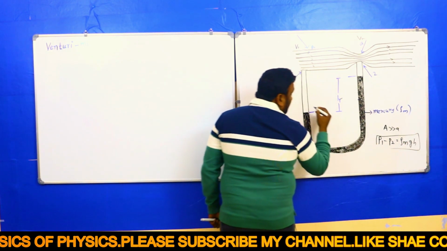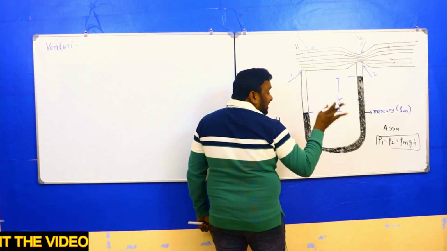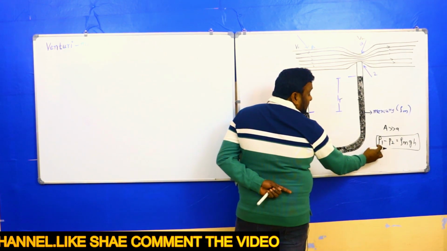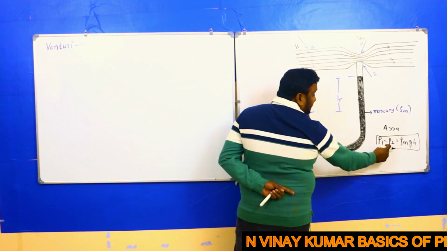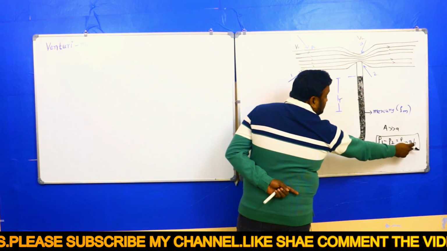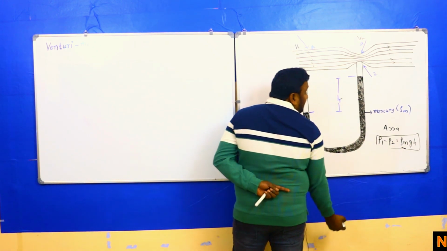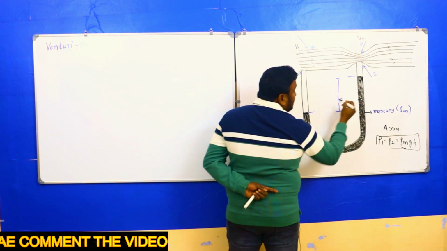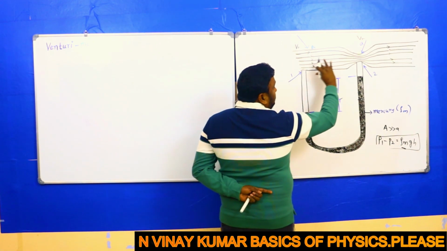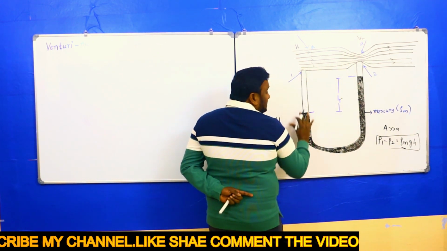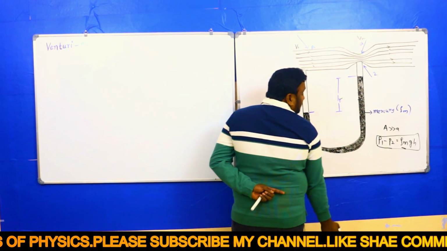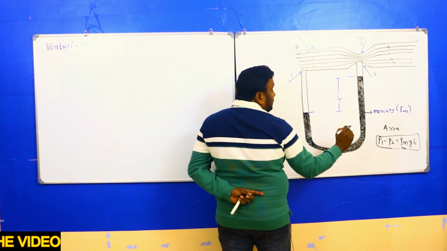What is the purpose of a manometer? A manometer can be used to measure a pressure difference. So here a pressure difference is created: P1 minus P2 equals rho m g h. Here rho m is the density of the mercury and h is the height difference. Clear? When the fluid is passing through the pipe, a pressure difference must be created, that is P1 minus P2 equals rho m g h.